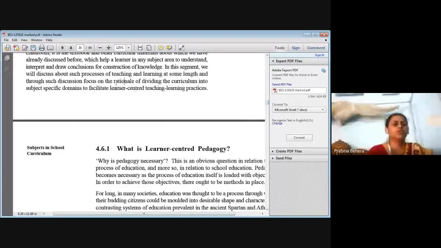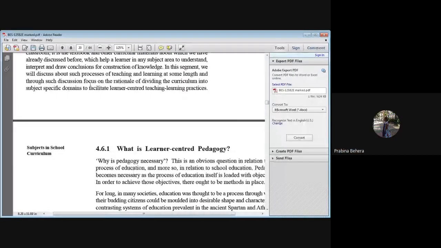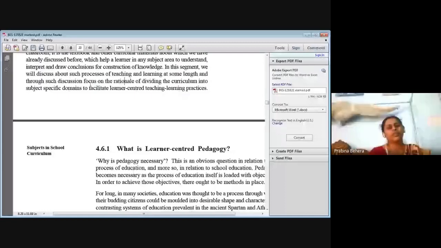So, the focus is on dividing the curriculum into subject-specific domains to facilitate learner-centered teaching learning practices. We want to give all types of knowledge to our learner, but what type of knowledge and how to give that knowledge to our learner is decided by the curriculum and the teacher.